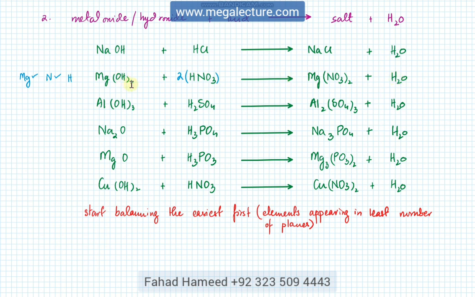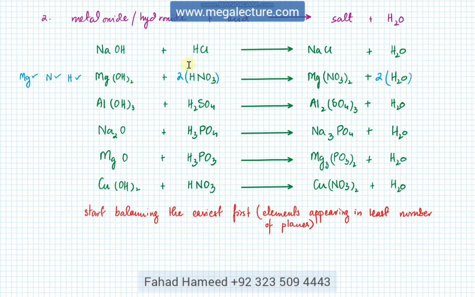So how many H's on the left side? OH twice, that's 2 hydrogens. 2 nitric acid, that's also 2 hydrogens. So in total I've got 4 hydrogens over here. So what do I need to multiply this with? I'm going to multiply this with 2, so I can have 4 hydrogens, and that's going to balance the H atoms. Now the last one, which is oxygen, is automatically balanced.